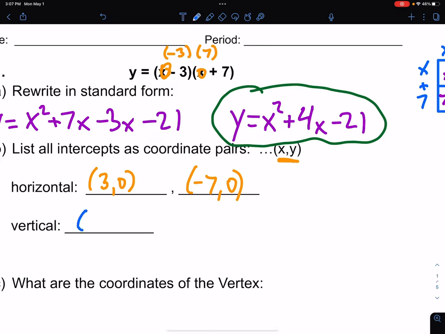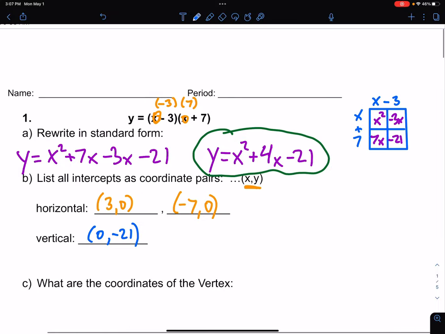When x equals 0, my y was negative 21. Now, you could plug it into here and make this 0 and that 0 and that 0, and all you're going to have left is negative 21. And that's what this is right down here. Guess what? It's right here also. Look, it's always going to be that bottom right-hand corner of our area model. Guess what this is? This is the vertical intercept. When x equals 0, all you're going to have left is negative 21.